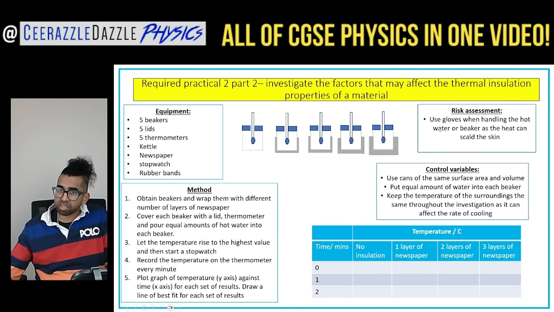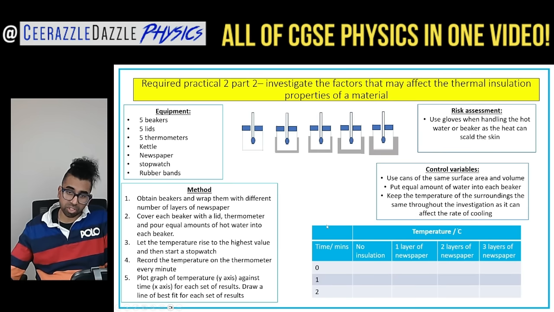The risk assessment: obviously use gloves when handling the hot water or beaker as the heat can scald the skin. The control variables: use cans of the same surface area and volume. Put equal amounts of water into each beaker. Keep the temperature of the surroundings the same throughout the investigation as it can affect the rate of cooling. So make sure that you keep the temperature of the surroundings the same.